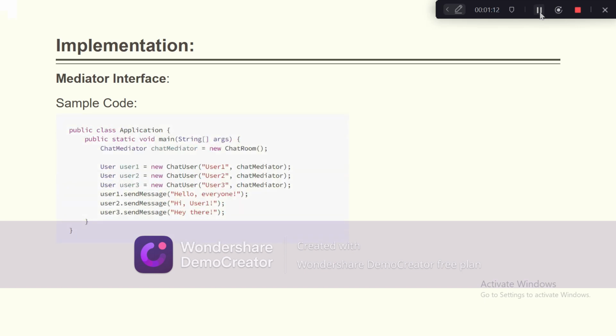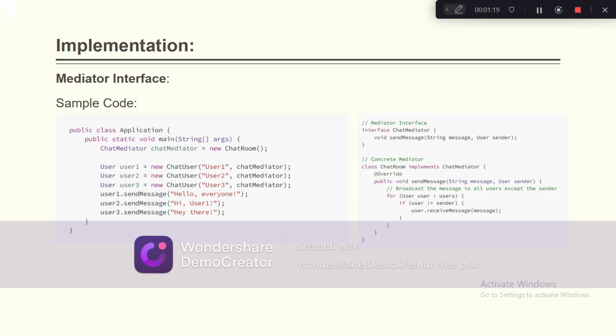Here is an implementation of the code. According to this code, a mediator interface is used. The chat mediator interface defines a contract for sending messages. It has a single method, send message, which takes a string message and a user sender. Its main purpose is to allow different concrete implementations of mediators that can handle message passing in different ways.